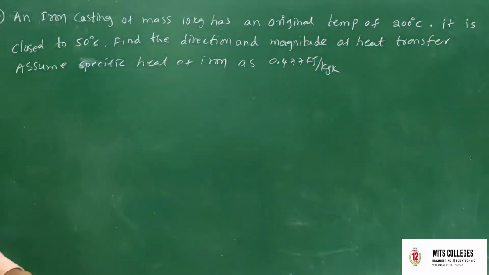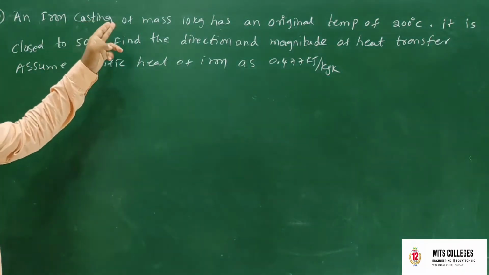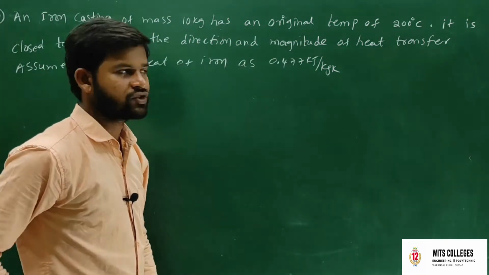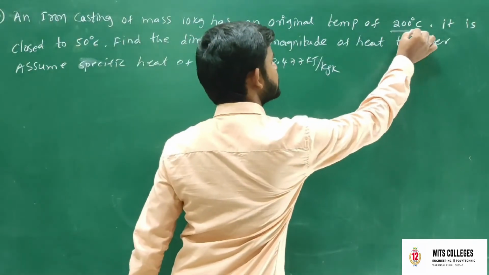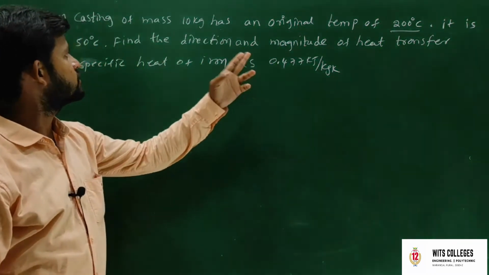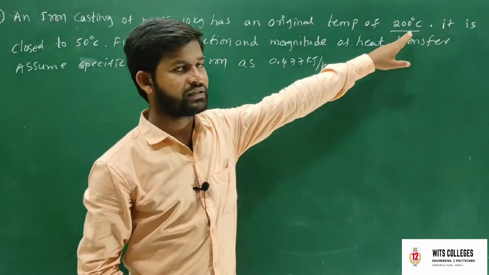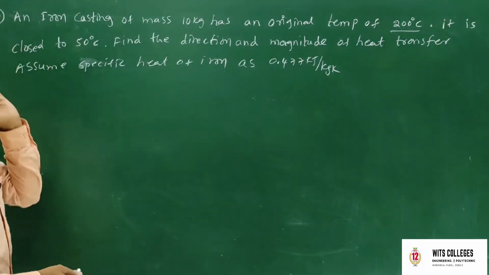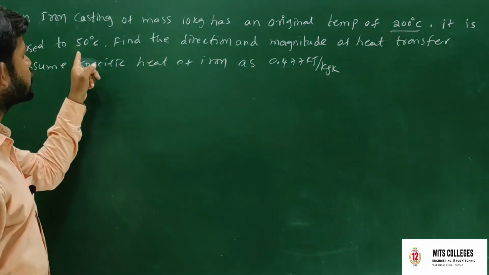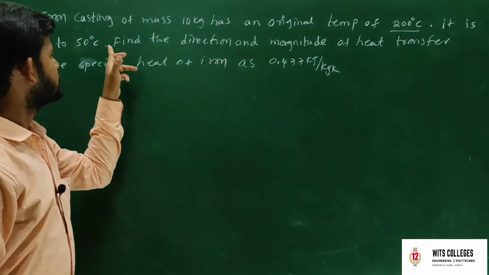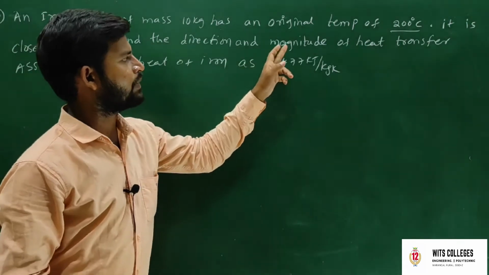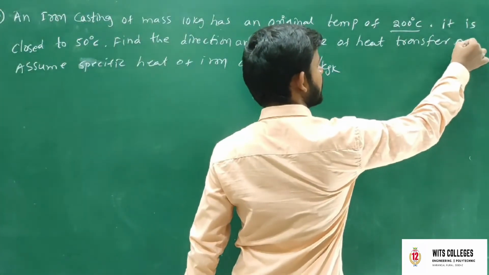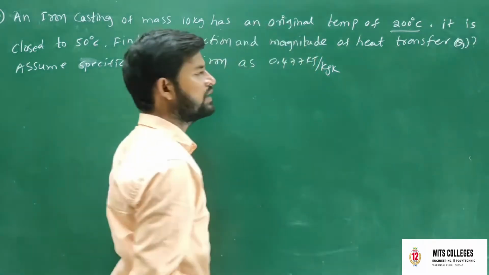Okay, next problem: an iron casting of mass 10 kg has an original temperature of 200 degrees centigrade. The original temperature of the iron is 200 degrees centigrade. It is cooled to 50 degrees centigrade. Find the direction and magnitude of the heat transfer.